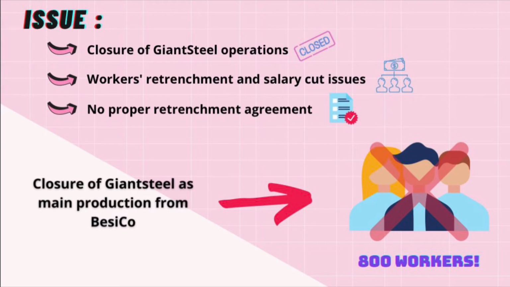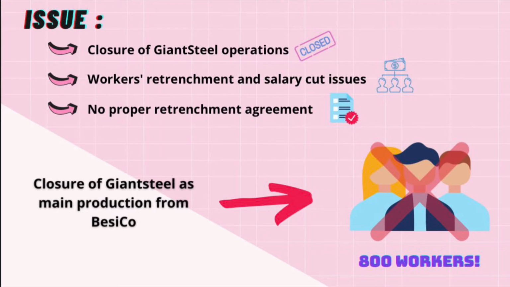The closure of Giant Steel will affect 800 workers altogether, where most of them have worked with Besico for more than 10 years. They are arguing about their retrenchment and salary cut issues since January. Plus, there is no proper retrenchment agreement made to them. Can the workers challenge a retrenchment?